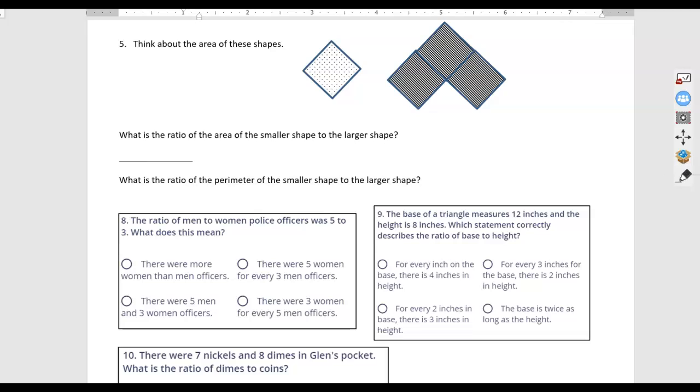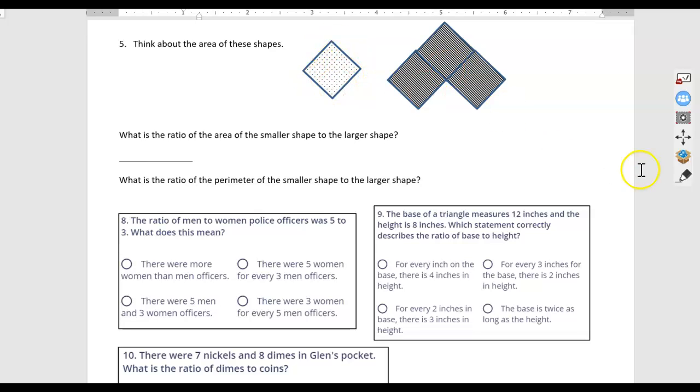All right, number 5, I think I'm going to go over number 5 and then just kind of stop here. And well, I guess I'll mention some of these. But anyway, let's take a look at this. There are 2 questions here. What is the ratio of the area, and what is the ratio of the perimeter, of the smaller shape to the larger shape? Just remember this.